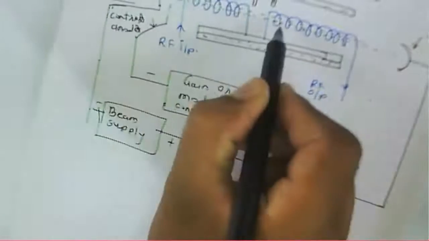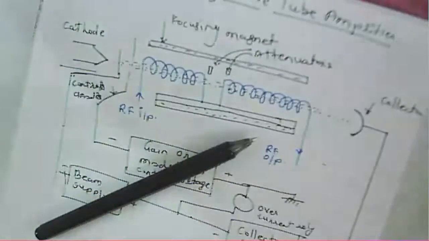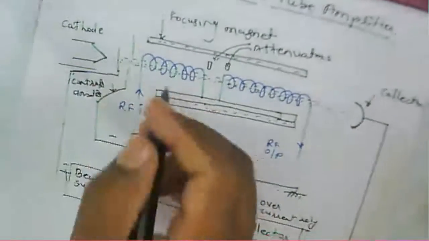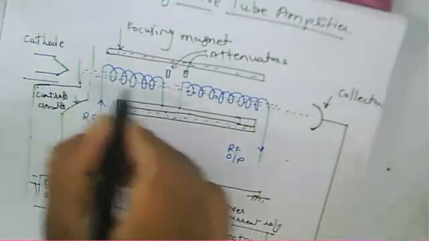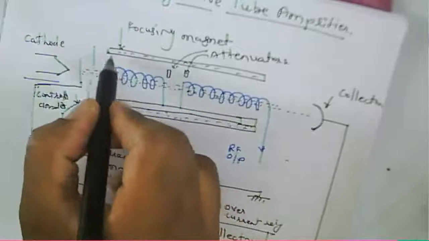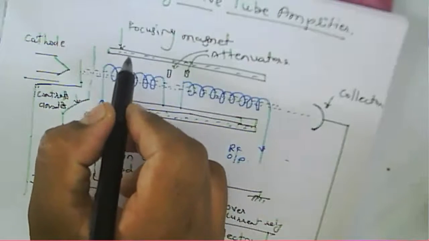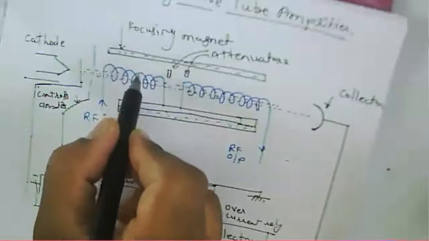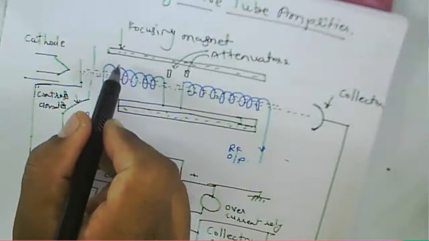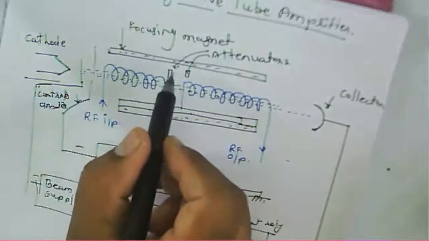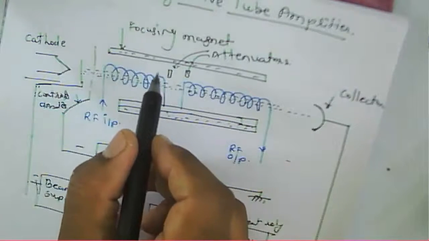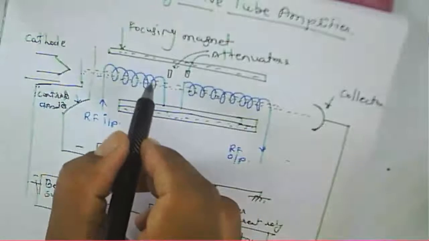Okay, that is about your axial. We can say that is about the electron propagating through this, and this one is about your electric field. Again, if you see, these are the focusing magnets used. The focusing magnets provide the magnetic field in the axial position.